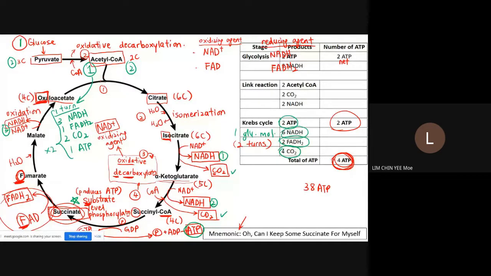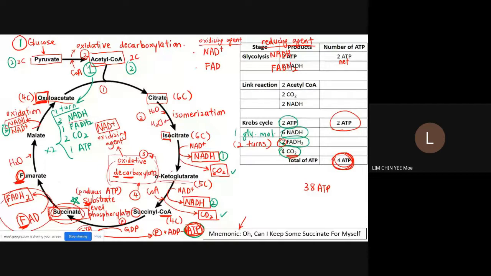Kalau 2 turns, kita akan dapat 2 ATP. And then, kalau 1 turn ada 3 NADH, so sekarang times 2 kita ada 6. And then FADH2 pun dekat step 6 ini, when succinate oxidize to fumarate, kita buat FADH2. So, dapat 1 FADH2 from 1 turn. Now, 2 turns, I will have 2 FADH2. Tambah dengan byproduct carbon dioxide from oxidative decarboxylation, kita dapat 4 carbon dioxide.